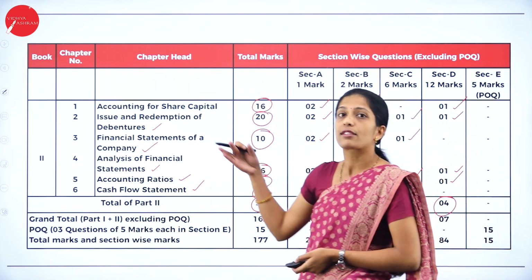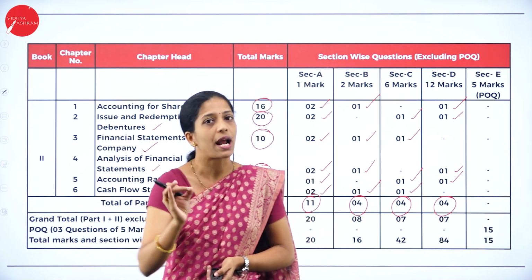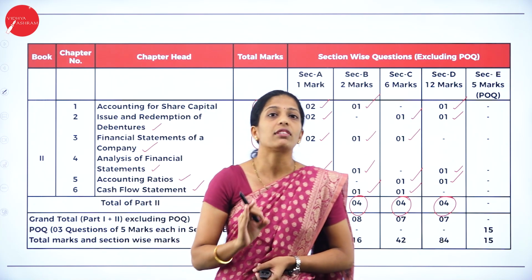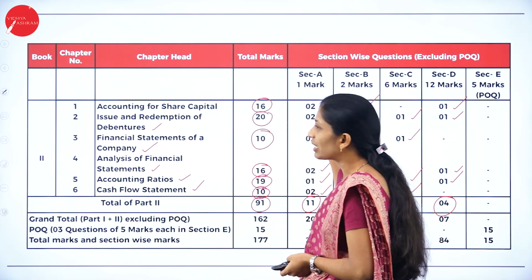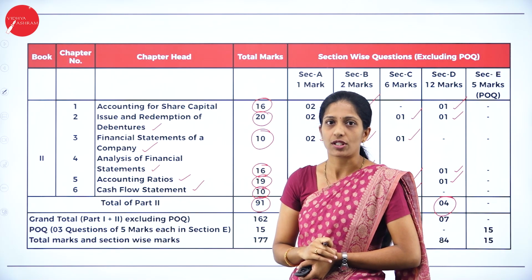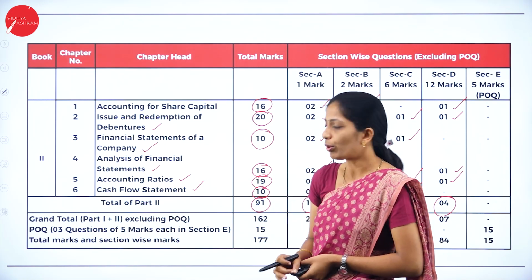This is excluding your POQ questions. We can't expect from which chapter they are going to ask the POQ question. They will give 3 questions, out of which you have to answer any 2. They have not given in the blueprint from which chapter they are going to ask the POQ question. So you have to be ready for all types of POQ questions.